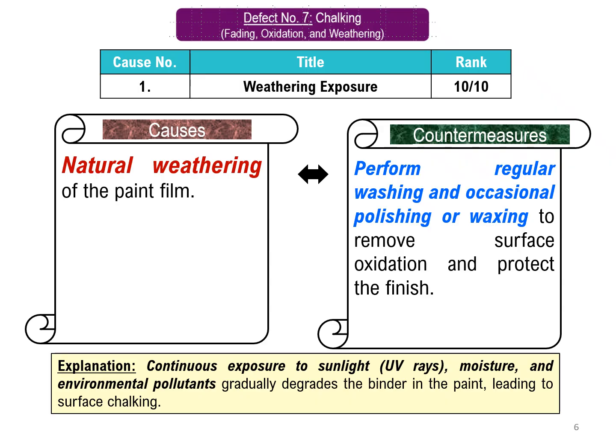Continuous exposure to sunlight, UV rays, moisture, and environmental pollutants gradually degrades the binder in the paint, leading to surface chalking. This is cause number one and the most important cause, and we have ranked it 10 out of 10. Its recommended countermeasure is to perform regular washing and occasional polishing or waxing to remove surface oxidation and protect the finish.